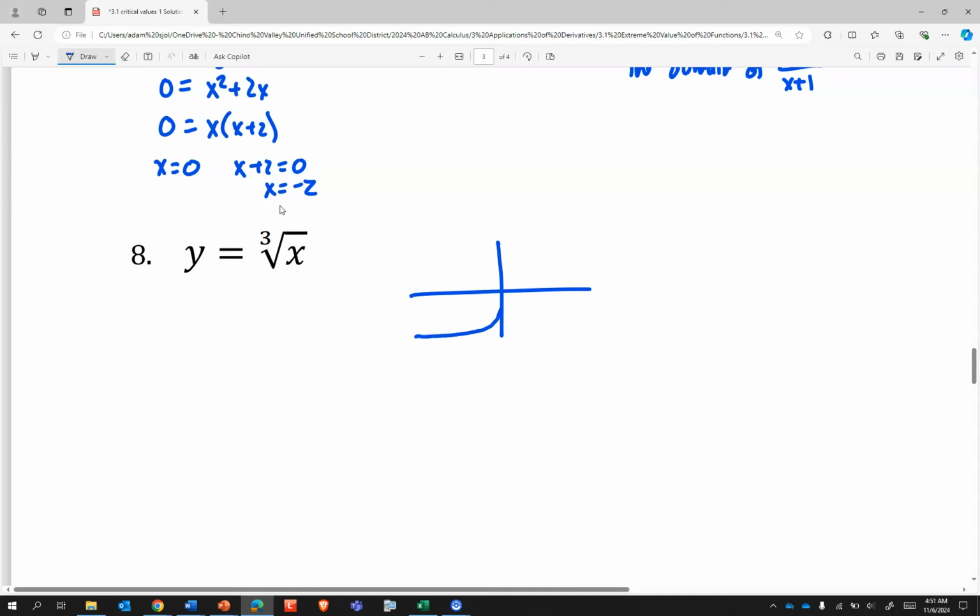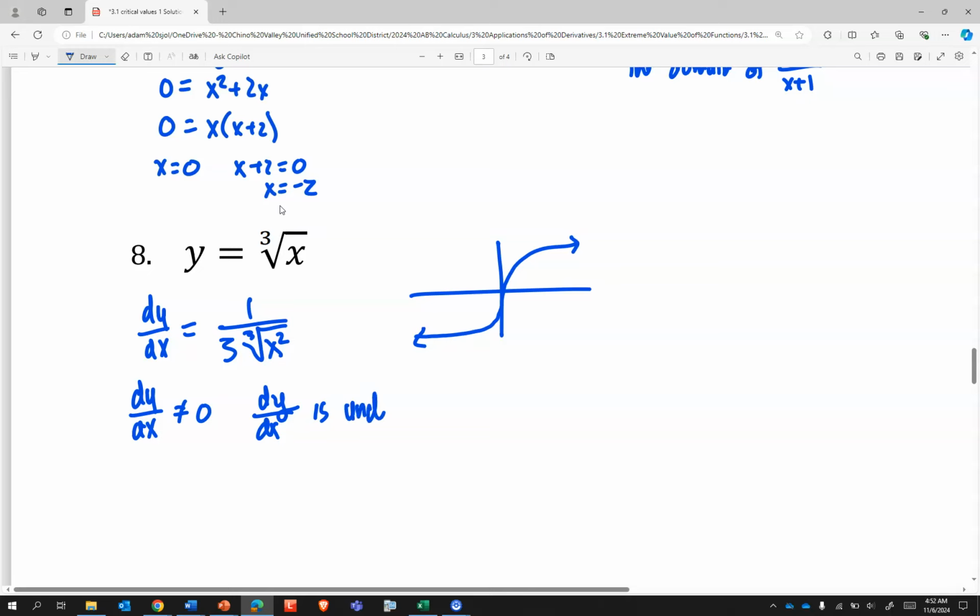Let's see, the cube root of x should have a critical value at 0, a vertical tangent. So this is another one you may want to memorize, 1 over 3 times the cube root of x squared. And dy/dx is never equal to 0. dy/dx is undefined for x equals 0. Cool. Pretty easy.